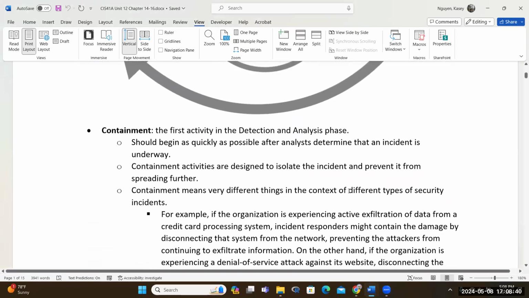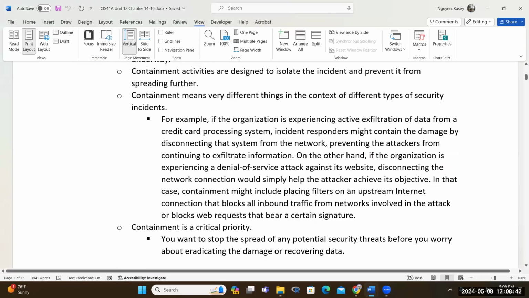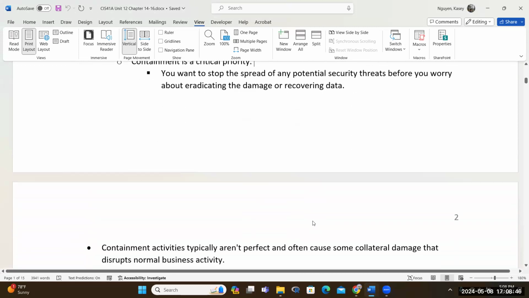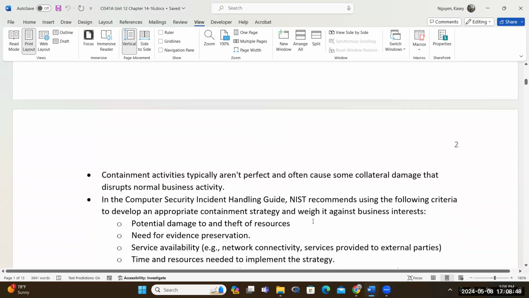Sorry, let's come back to this real quick. So here it talks about how it is a critical priority that we don't want things to spread further. You need to refer to Computer Security Incident Response Handling Guides. This is only going to give you guidelines they recommend, but they already have everything laid out.